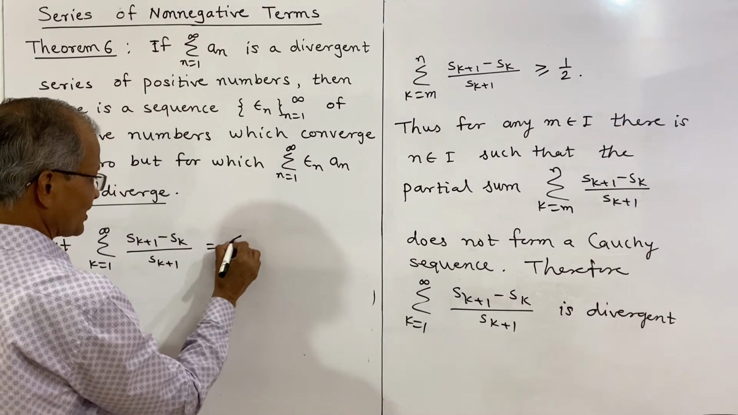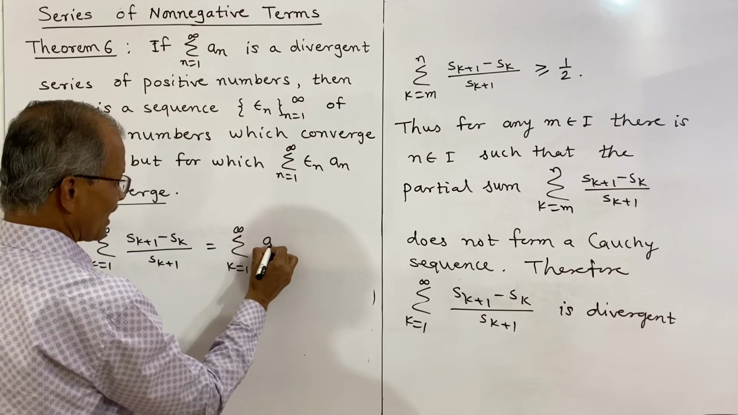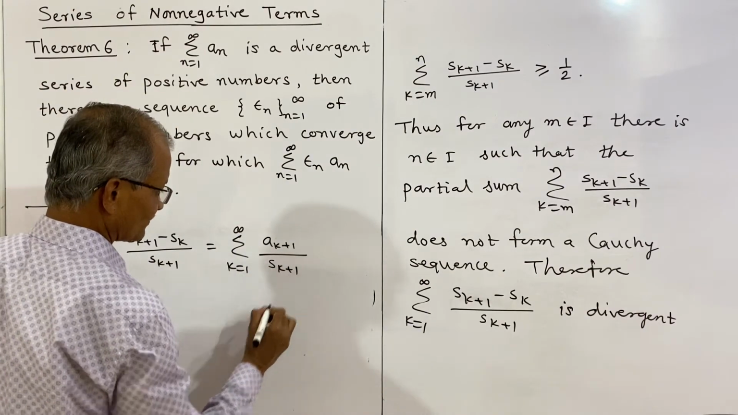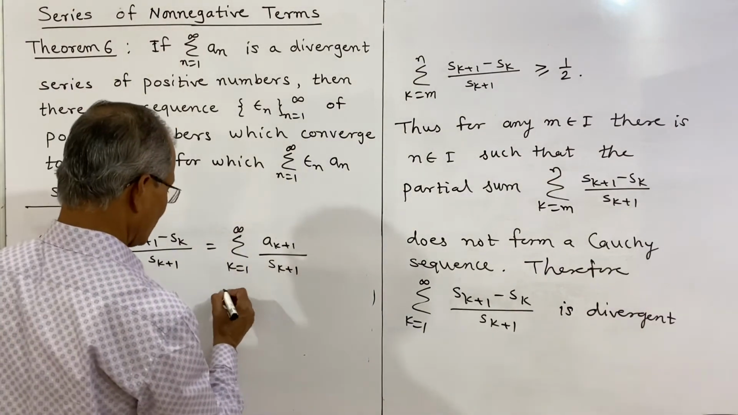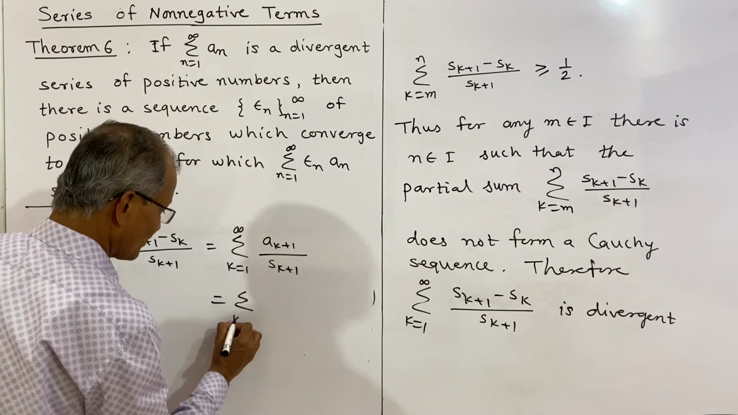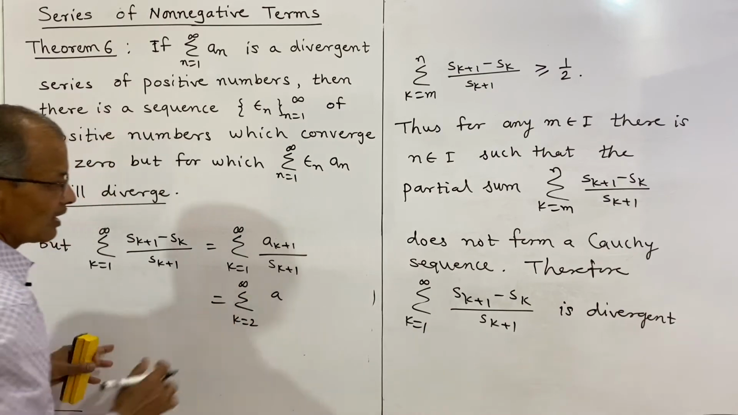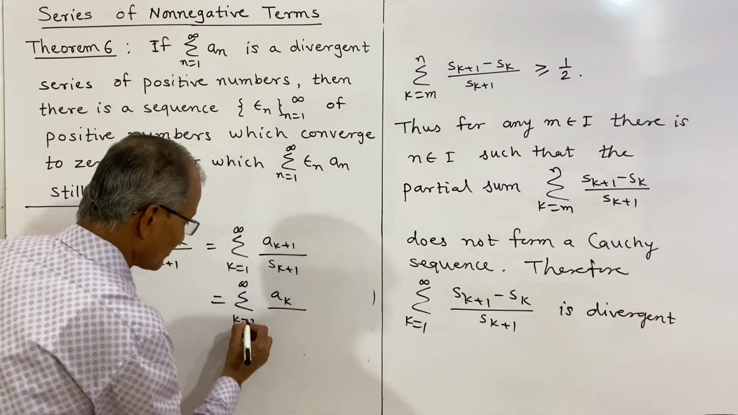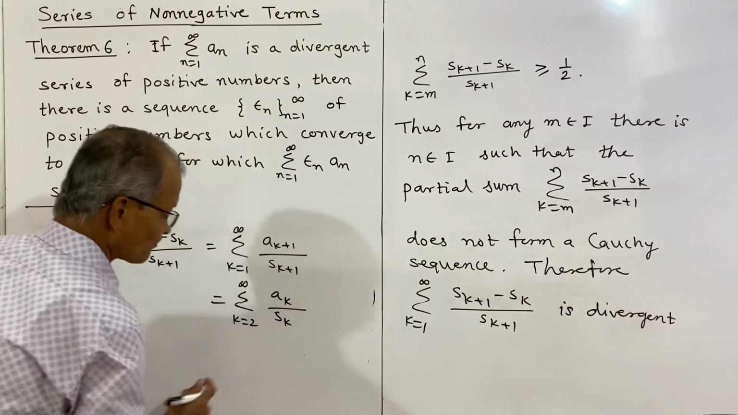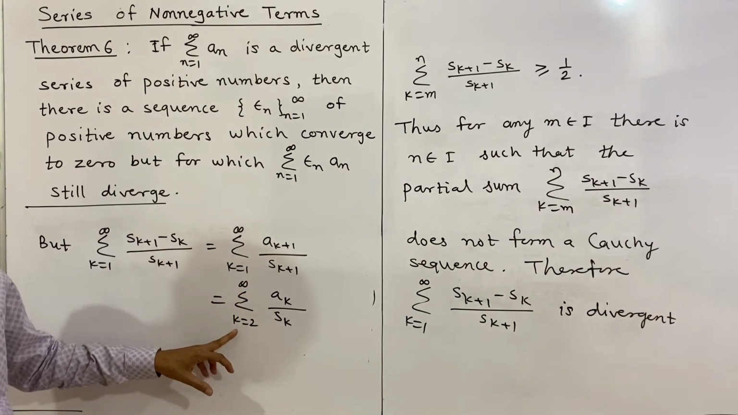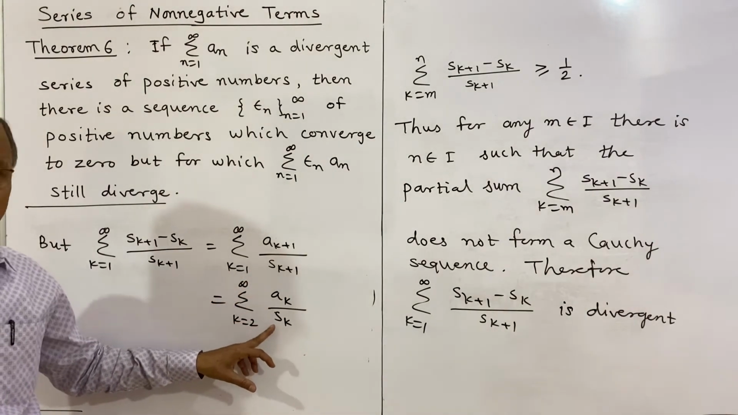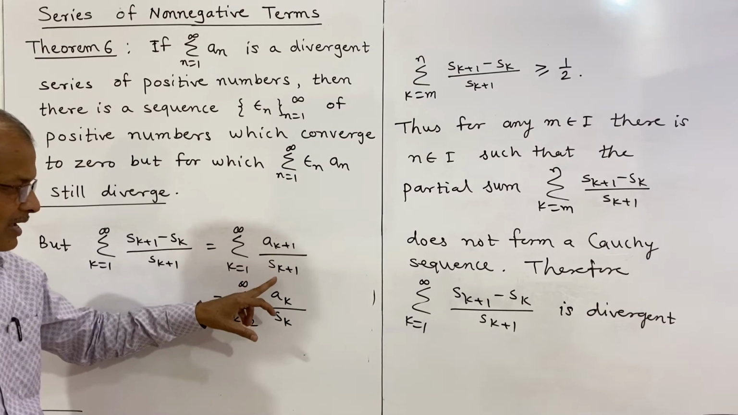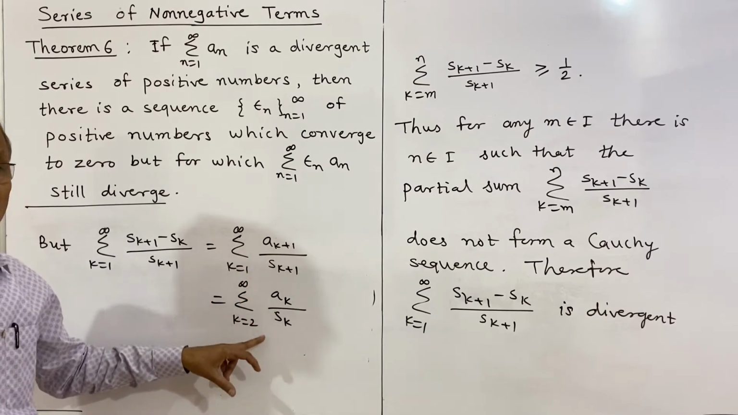This is equal to summation k takes value 1 to infinity a_{k+1} divided by S_{k+1}, or again that can be written as summation k takes value 2 to infinity, where we replace k plus 1 by k, a_k divided by S_k. This can be verified. The first term, k is 2, will be a2 divided by s2. Here also k is 1, k plus 1 will be 2, that is a2 divided by s2. The terms of these two series are exactly the same.